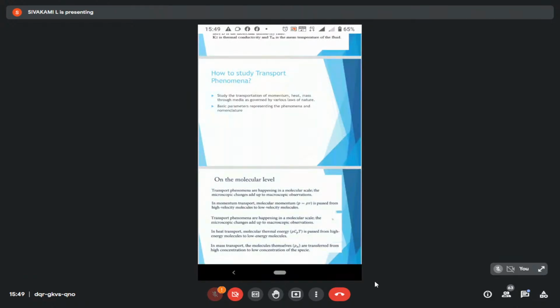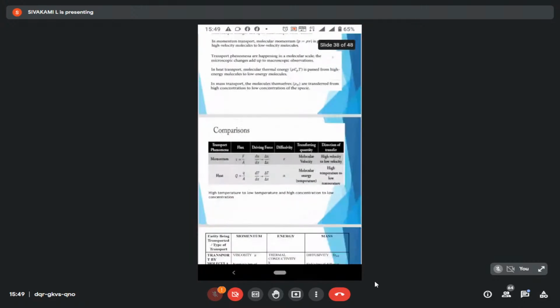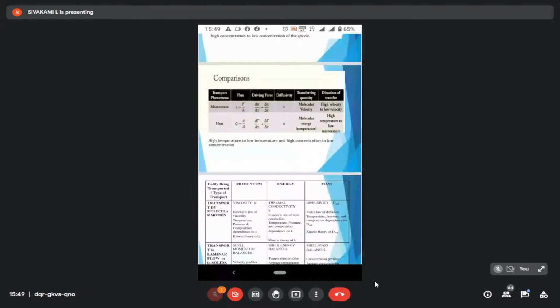That is, in the momentum transport, the molecular momentum is passed from the high velocity molecules to the low velocity molecules. In the heat transport equation, the thermal energy or heat energy is passed from high energy molecules to low energy molecules. And in the mass transport, the values are transferred from high concentration to low concentration of the species. So the comparison chart is given for those types.